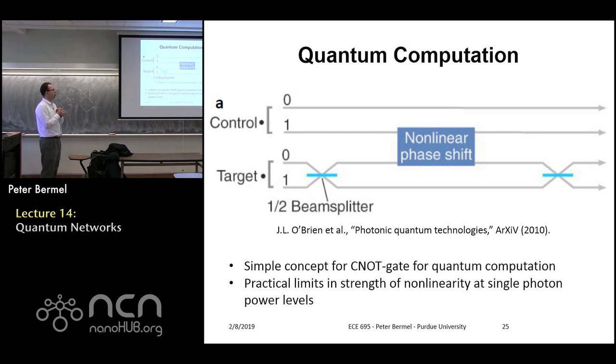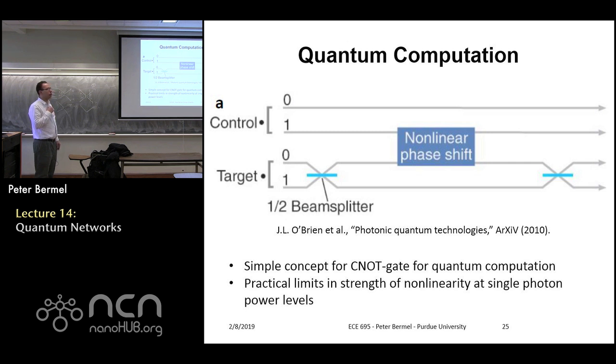Basically, the easiest thing to think about actually for quantum computation is called a conditional NOT or CNOT gate. In the CNOT gate, the idea is you first create an entangled state using a beam splitter. So that's analogous to the Hong-Ou-Mandel experiment. But now you also have a nonlinear phase shift, so that if a single photon passes through one arm, it gets a different phase shift than if it goes through the other arm. And so this allows you to now perform logic gating on your quantum states, entangled states.